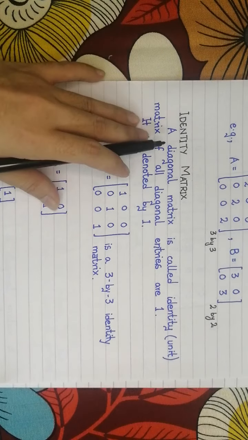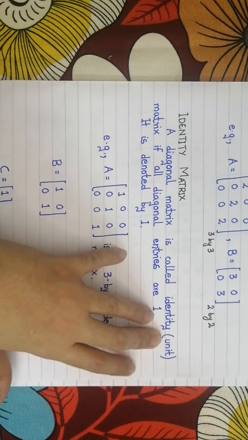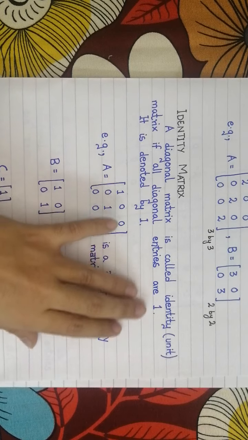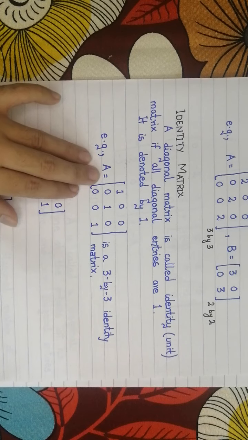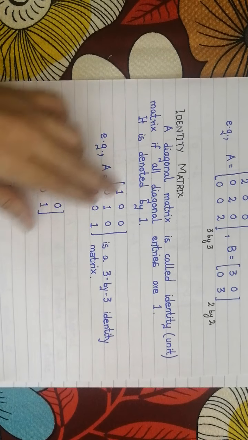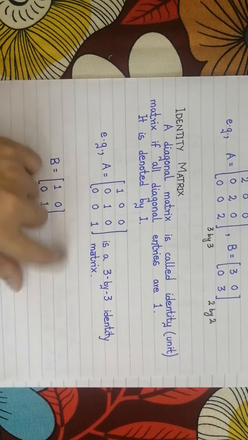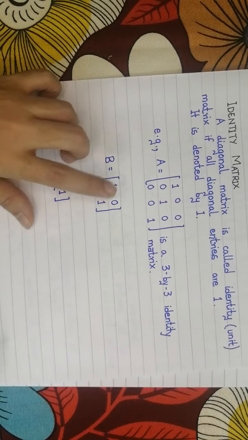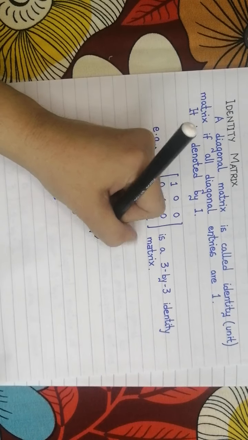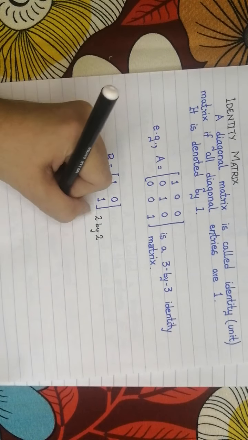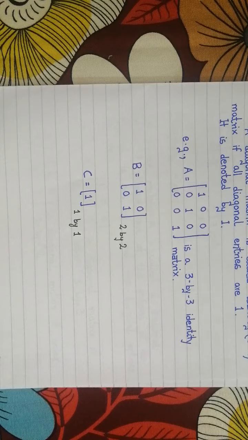Now next look here, what we have, identity matrix. A diagonal matrix is called an identity matrix, or we can say unit matrix, if all diagonal entries are 1. It is denoted by capital I. For example, A is equal to, look here, all diagonal entries are 1 and other entries are 0. And this is a matrix of order 3 by 3. Here this is a matrix of order 2 by 2, and this one is 1 by 1. And this is called identity matrix.